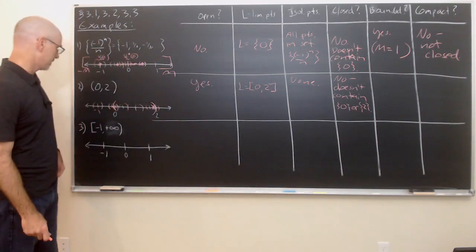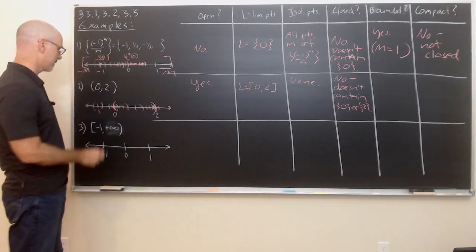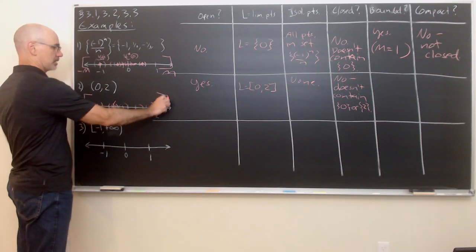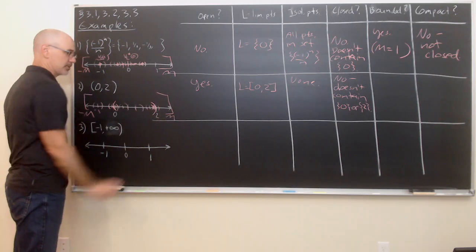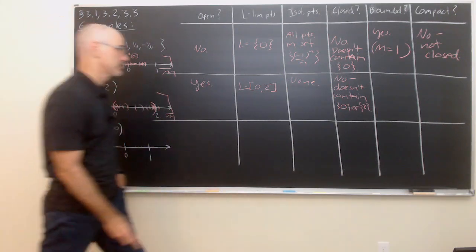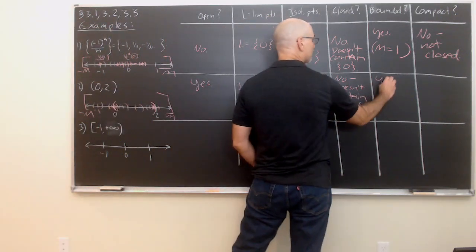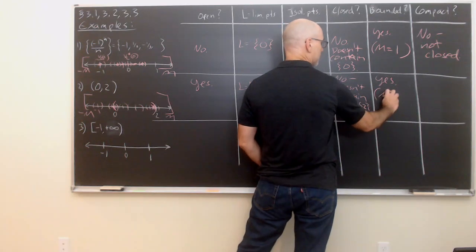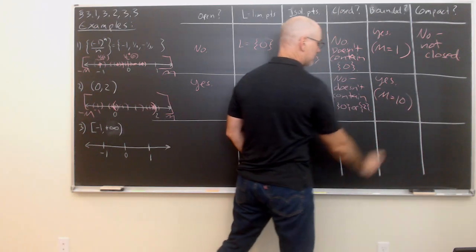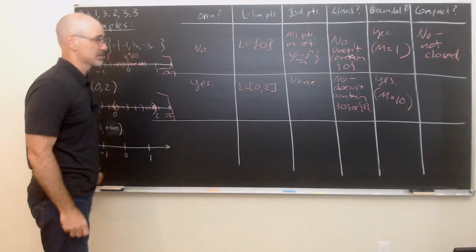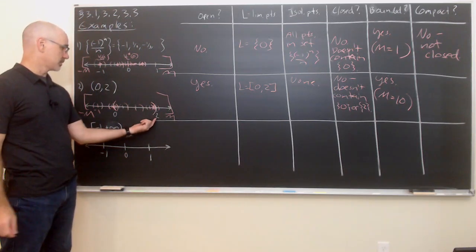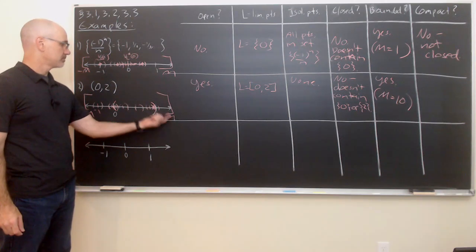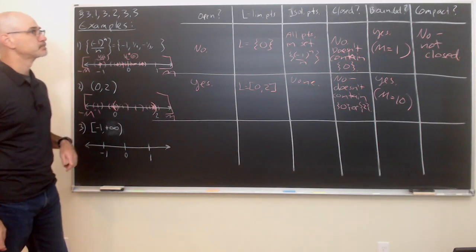What about bounded? So I would say yes, we have a bounded interval, right? Any large enough capital M will include every element in the set. So this will be yes. And M equals 10 would work, right? The definition doesn't require the best bound. The best bound would be M equals 2, but anything larger than 2 is okay.